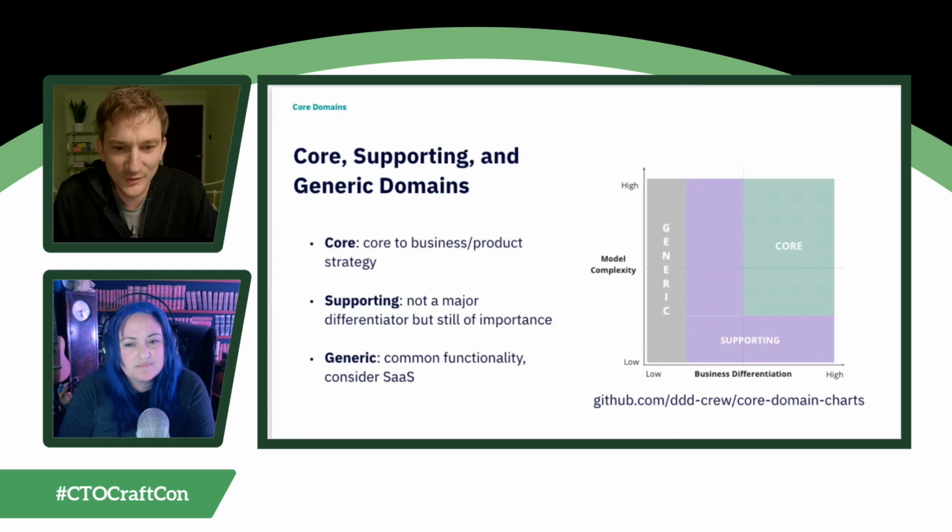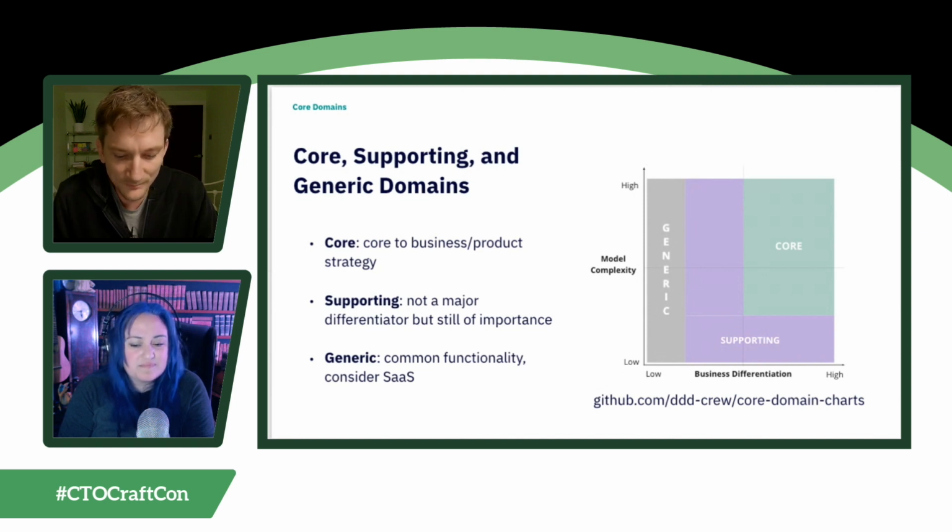So this example here is a core domain chart, and you can see a core domain is towards the top right-hand corner. So it's not just about differentiation, it's also about complexity. If something's important to your business, but it's not a very complex problem to solve, it's probably easy for your competitors to copy and it's not so defensible.